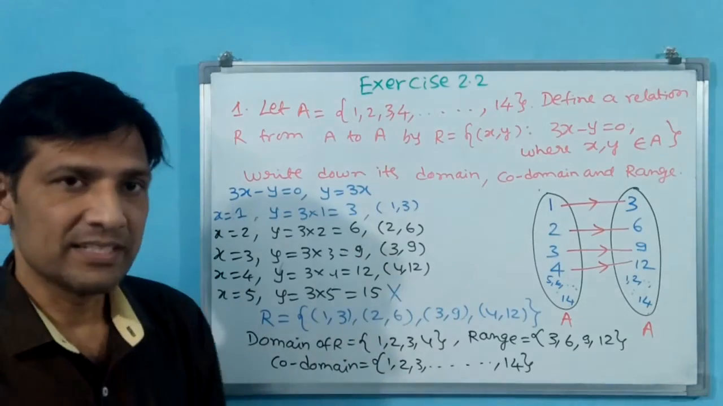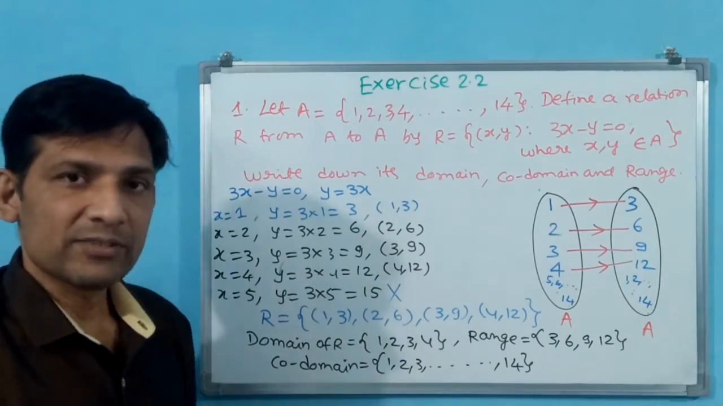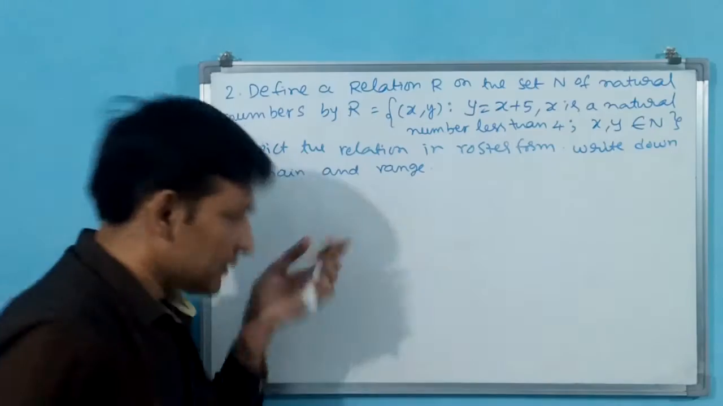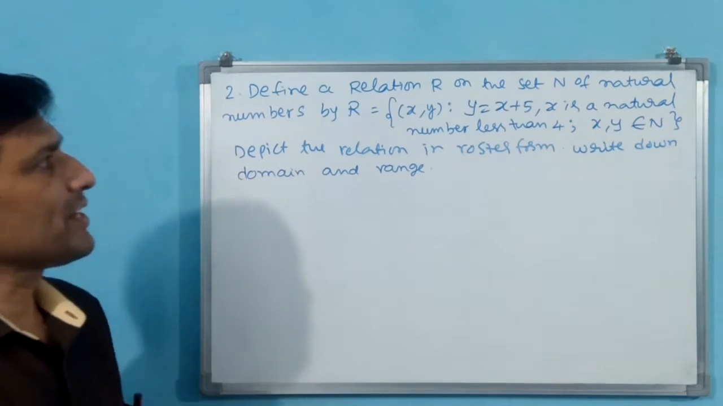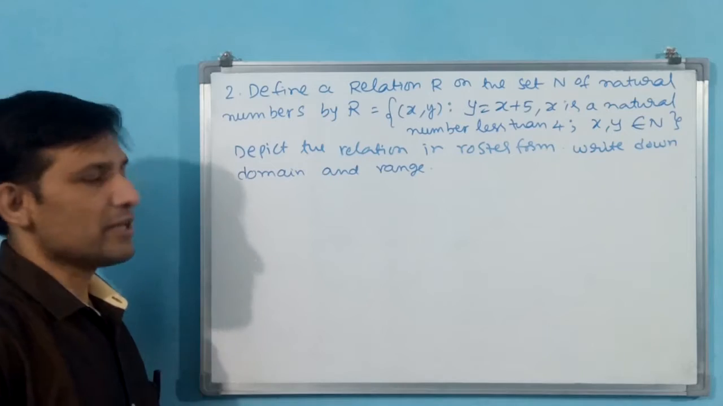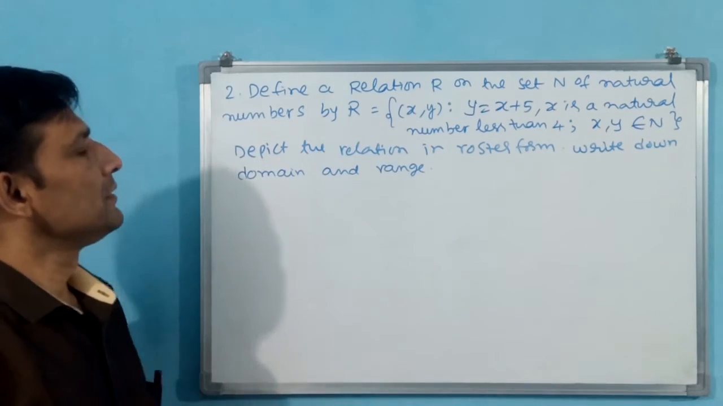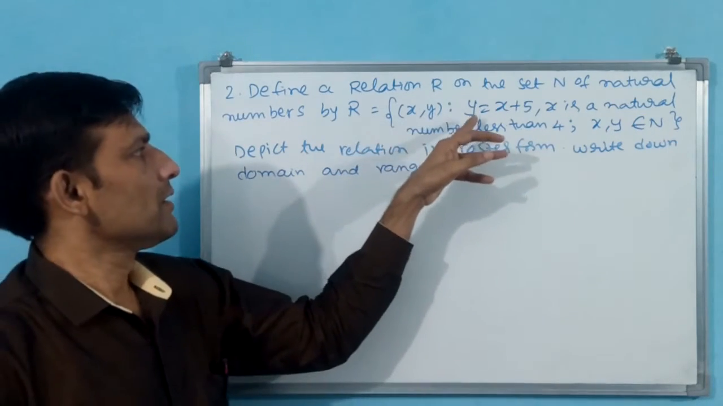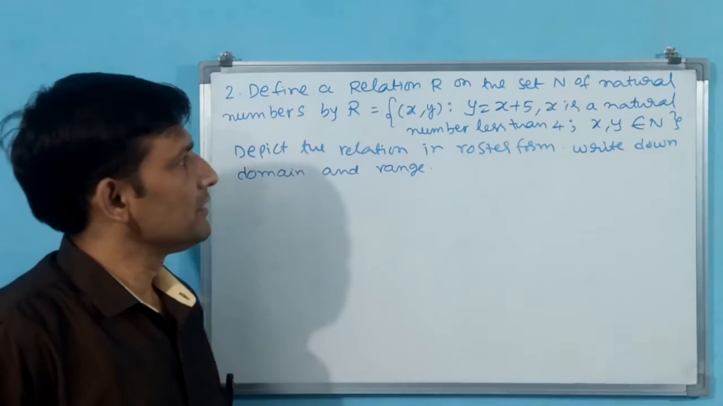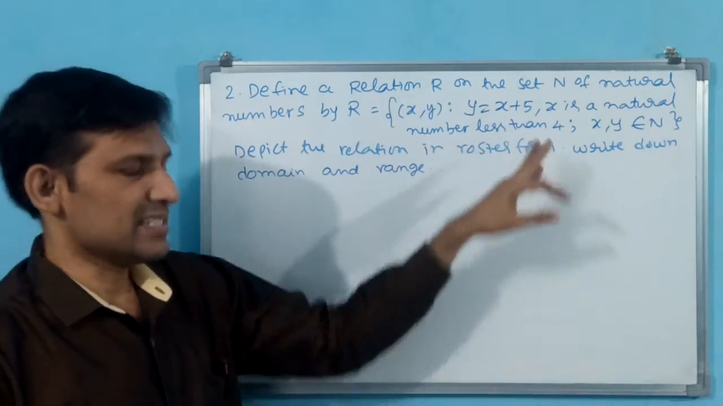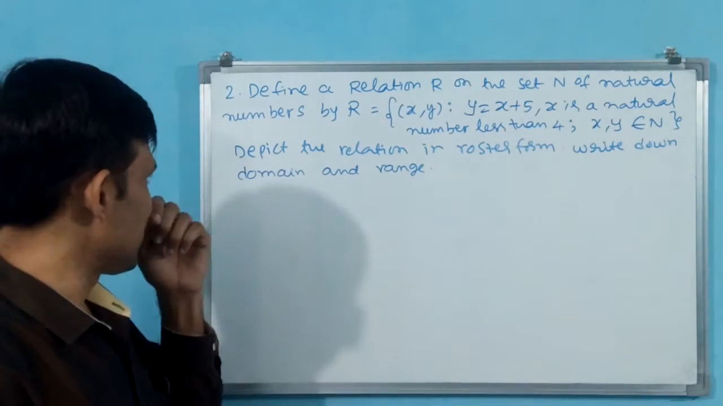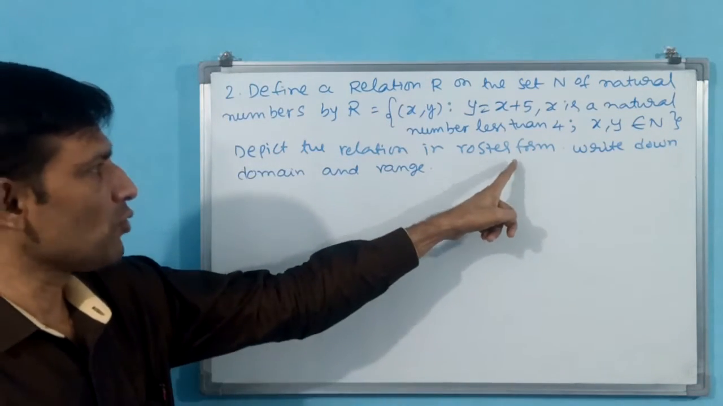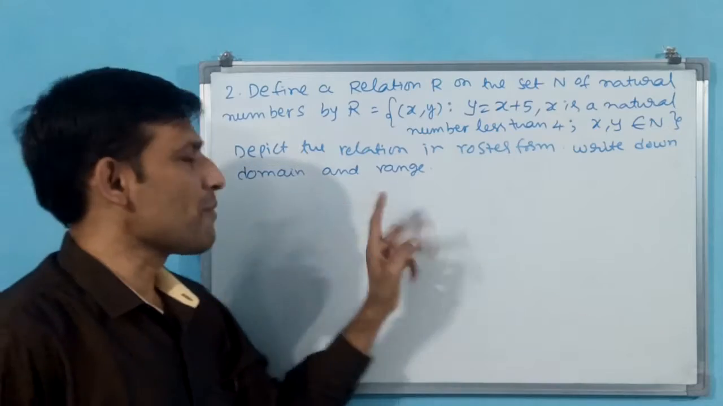We have finished this first problem. Let us go for the second question. See the second question. Define a relation R on the set N of natural numbers by R for all values of x, y: y is equal to x plus 5, x is a natural number less than 4, x, y belong to N. Both belong to natural numbers. Depict the relation in roster form. Write down domain and range.